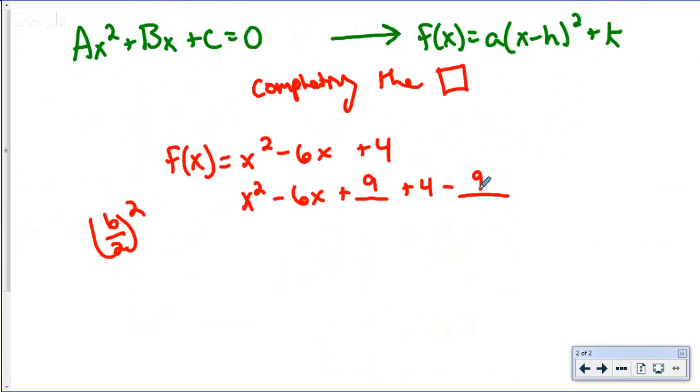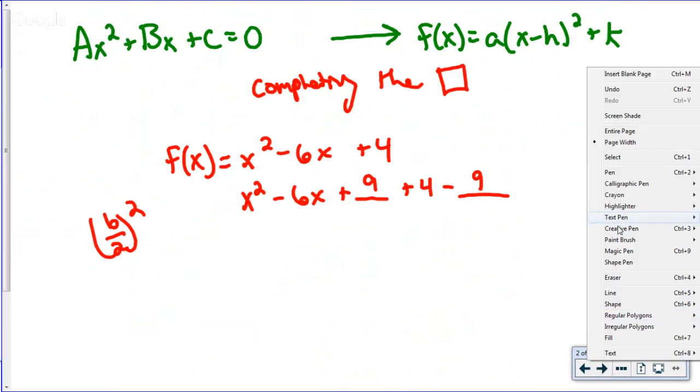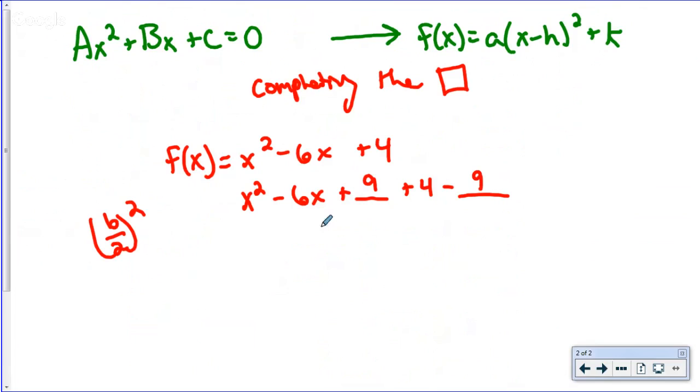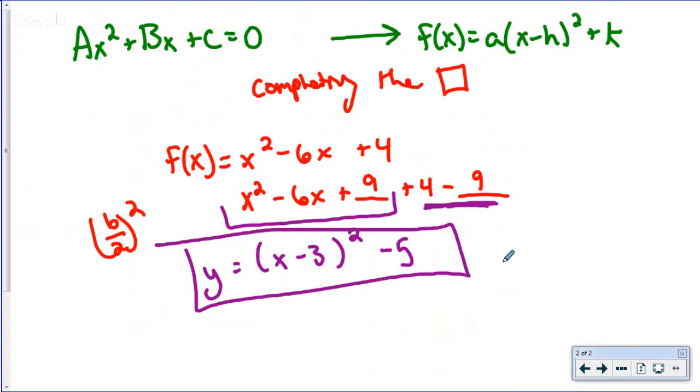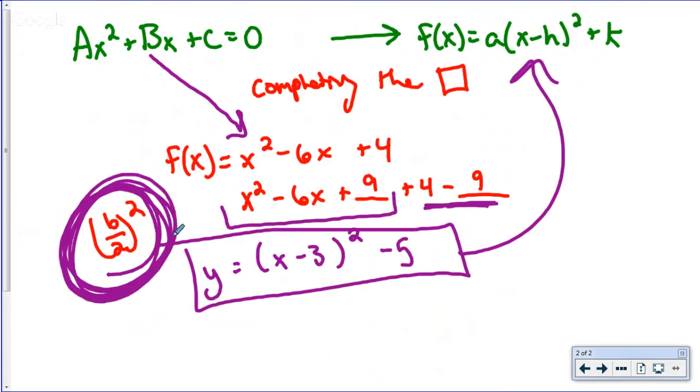Then we're going to take this section right here and factor it, and then we'll combine these. So this factors to a perfect square: x minus 3 squared, and then you have minus 5. So we had this form right there, we completed the square, and we got that form right there. The most important part is this b divided by 2, squared.